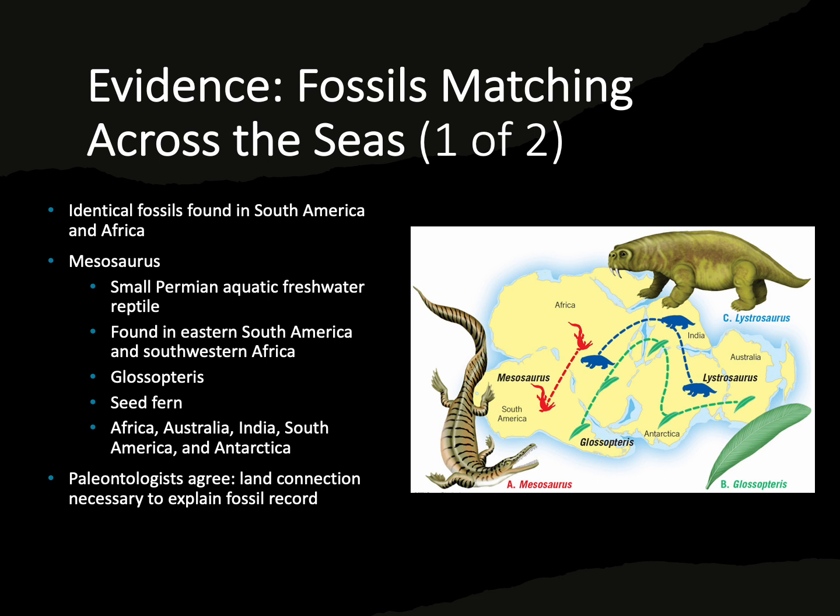So in order to find fossils of both plants and animals on different continents, paleontologists agreed it's really weird. And the only thing they could think of that would allow this to happen would be some kind of land bridge between the continents that would allow animals to move back and forth.